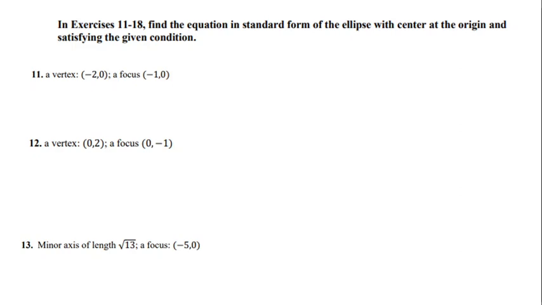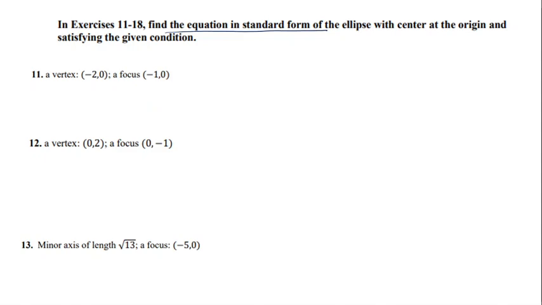Find the equation in standard form of the ellipse with center at the origin that satisfies the given conditions. Like we want to find the equation. Now the vertex is at (-2, 0), and the focus is at (-1, 0). So this is your C here. Definitely this is C. C is 1. Minus C is minus 1.